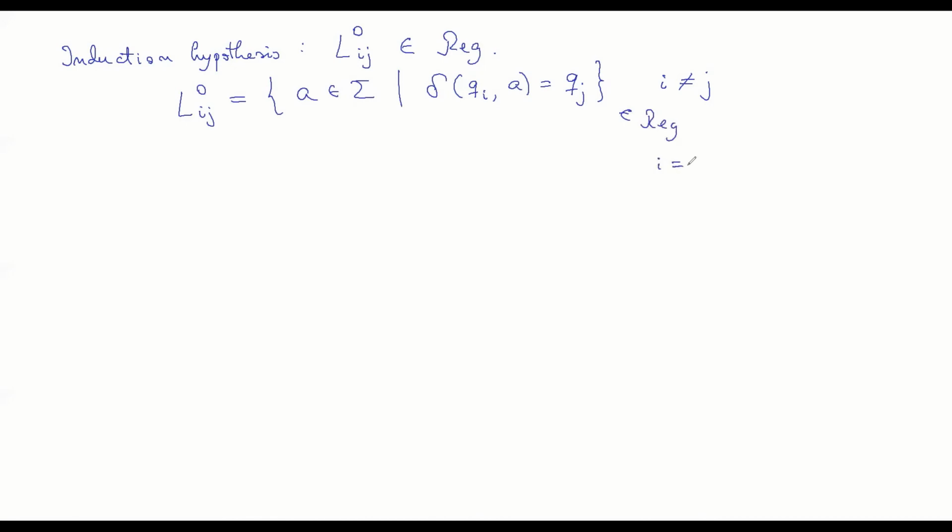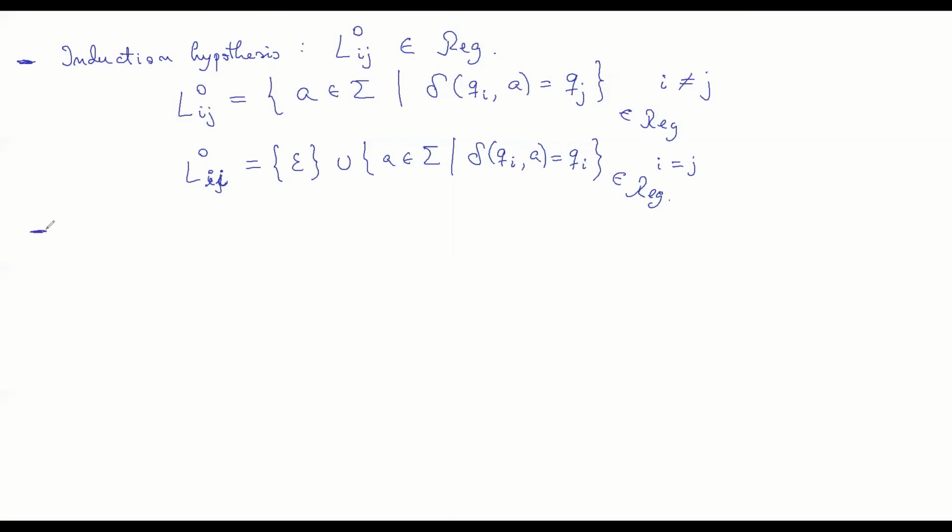Now for i equals j, so if I'm just writing Lii, and I'm not allowed to have any intermediate set, so obviously the empty word is also in this language. But other than that, I'm going to have all these letters that keep me in state Qi. And so again, we have the empty word union with something that is either a singleton or the empty set, and so that's obviously a regular language. So we are fine with the induction hypothesis.